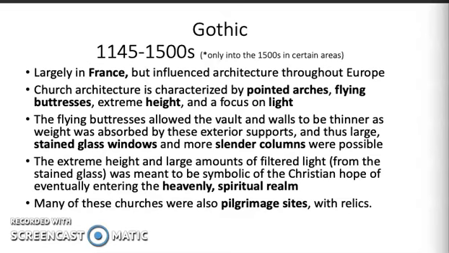They also used flying buttresses, architectural elements outside of the church, which help hold up the walls. Because of this, they could have stained glass windows and let the light in. They could also have thinner walls and more slender columns because of these exterior supports, these flying buttresses.